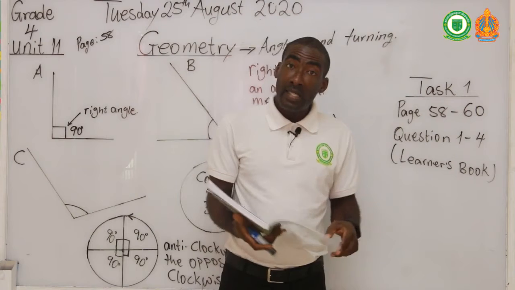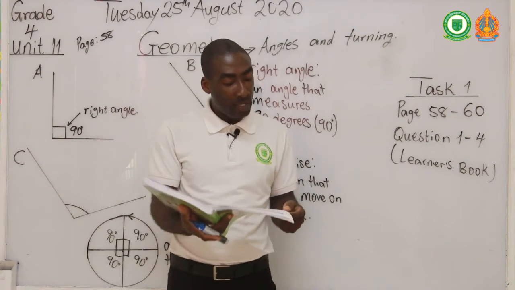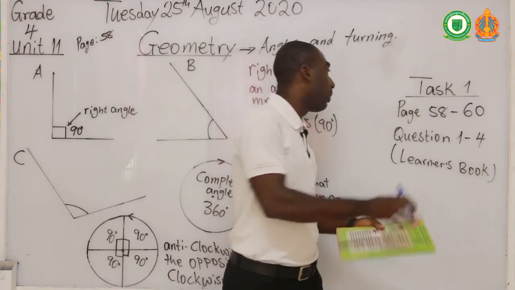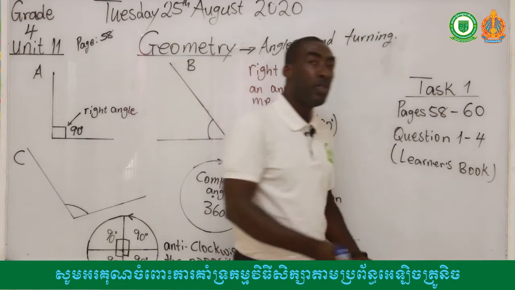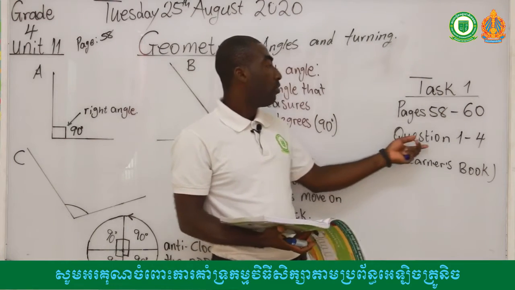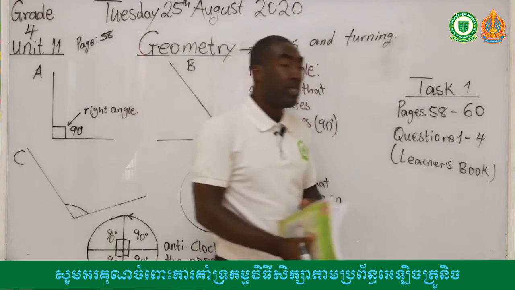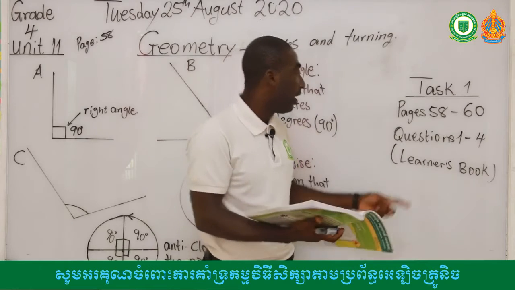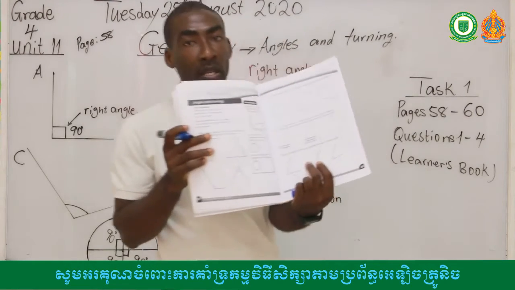Okay, so in this video, we're going to do our first exercise, which is Task 1, from pages 58 to 60. We're going to do questions 1 up to 4, okay, from the learner's book. And this is how it looks like, okay?